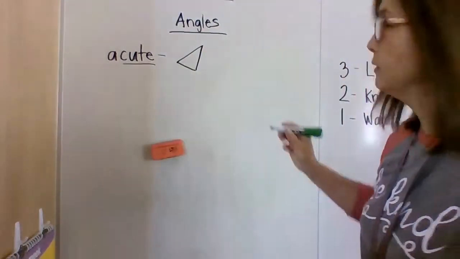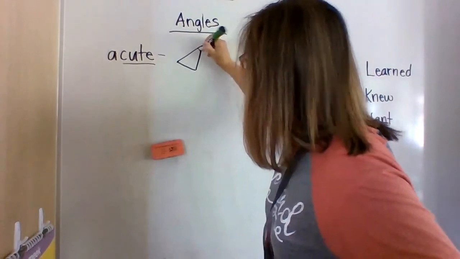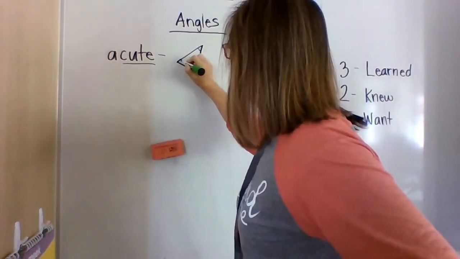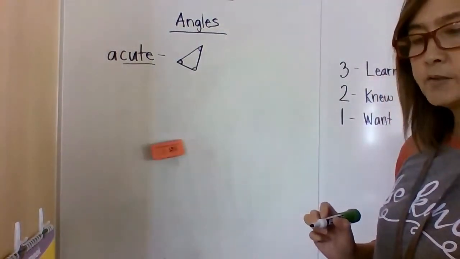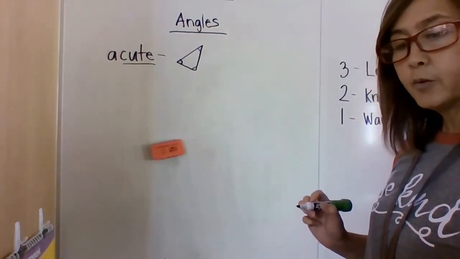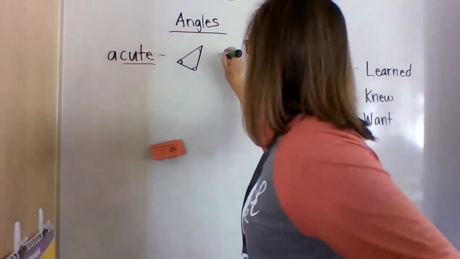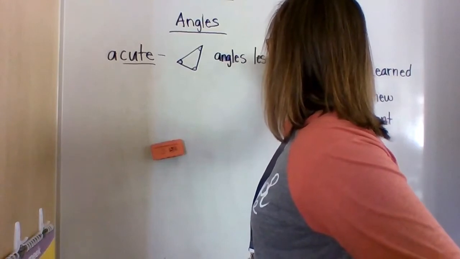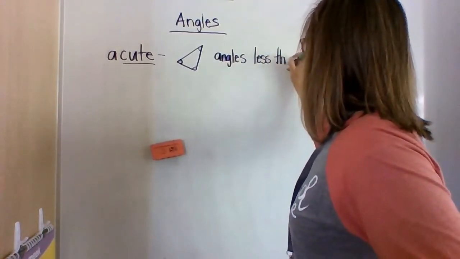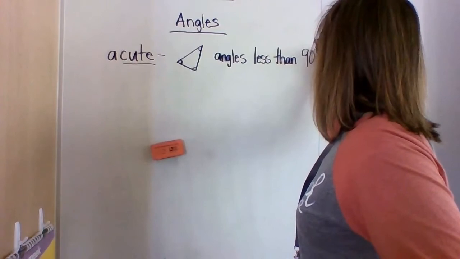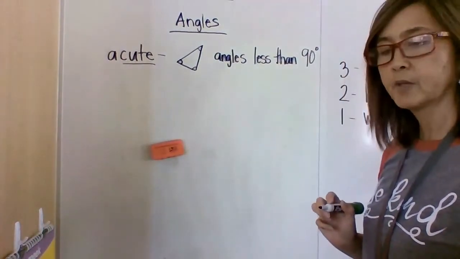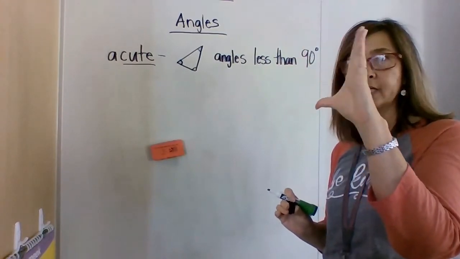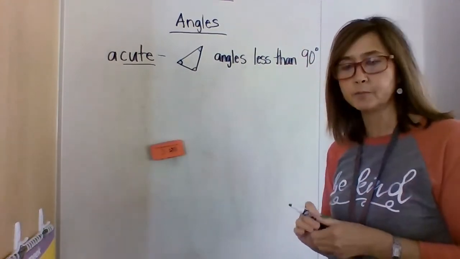An acute triangle, you might see a notation showing an angle right there. Okay, you might see an angle here. But basically all angles are going to be less than 90 degrees. So acute, those angles are just cute and tiny. They're not wide and large like a right angle or an obtuse angle, okay?